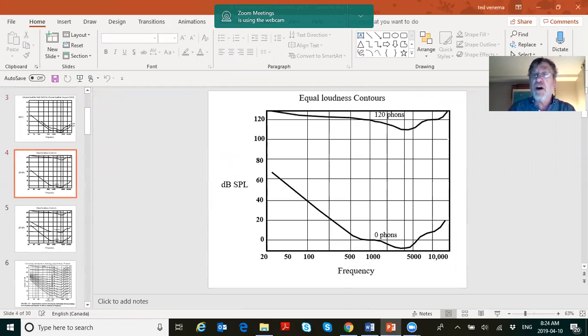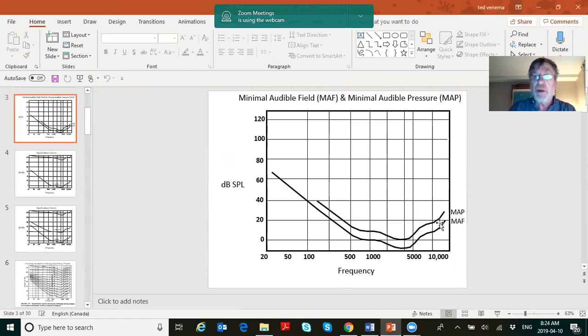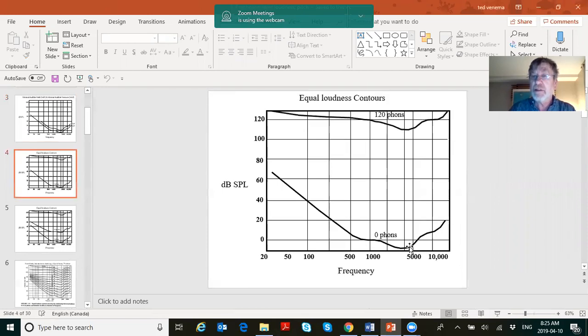When you're looking at phons, it's the same thing, only you're talking about loudness. So look at zero phons at the bottom here, and look at minimal audible field. Same thing. See how they are absolutely identical. Okay, so basically when you're talking about phons, however, you're not talking about intensity, you're talking about perceptions of loudness. Simply put, perceptions of loudness.